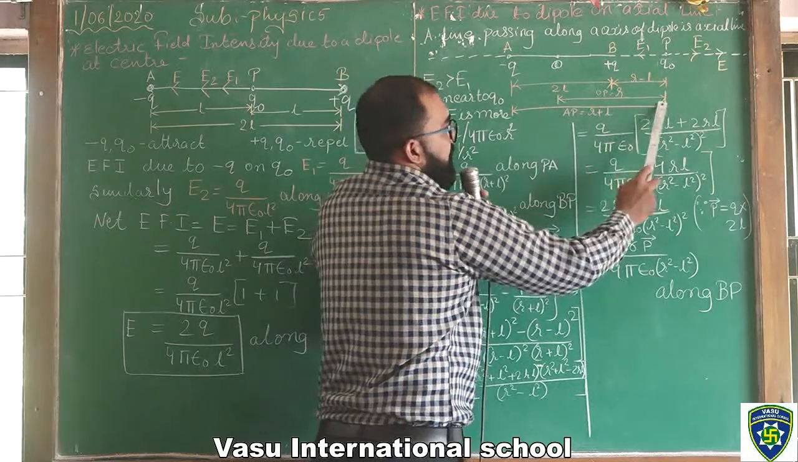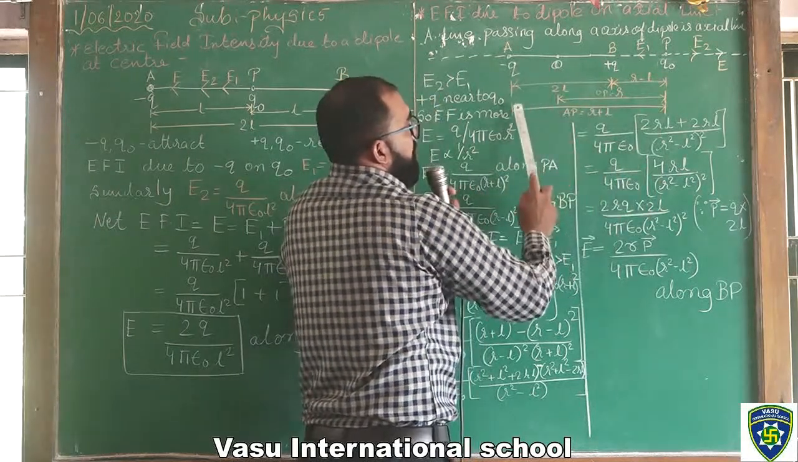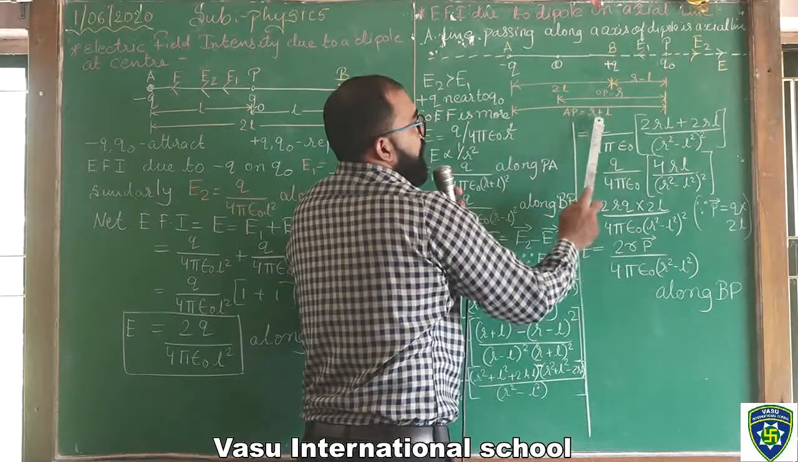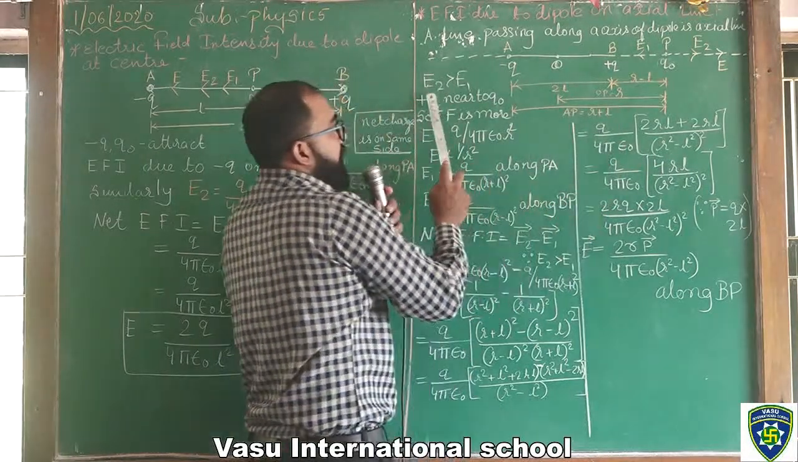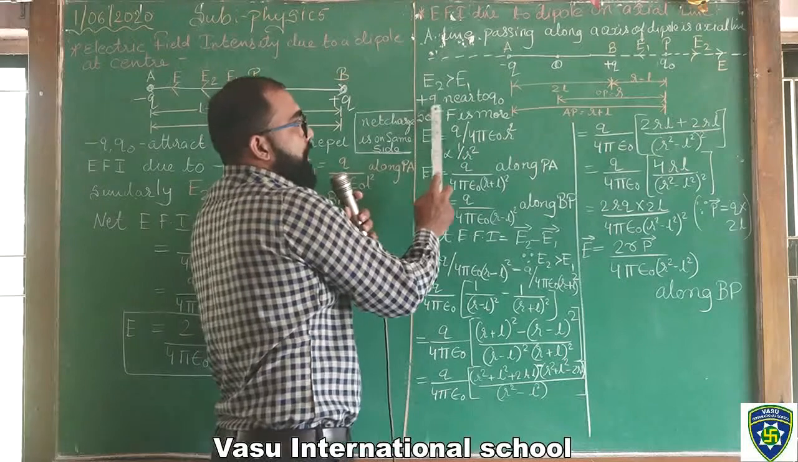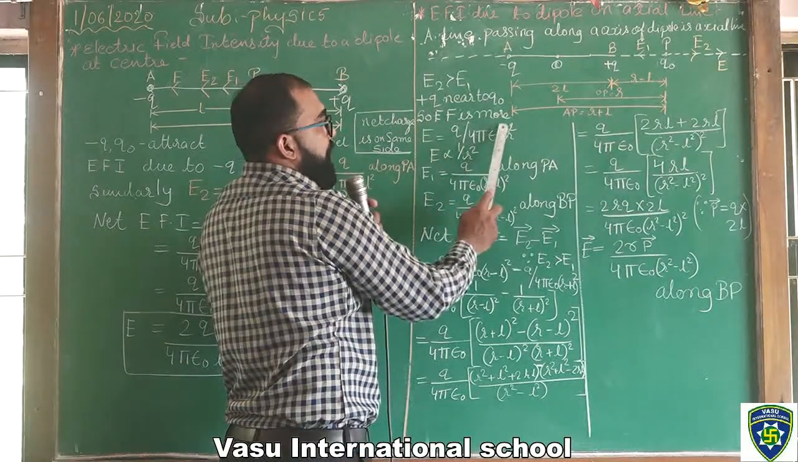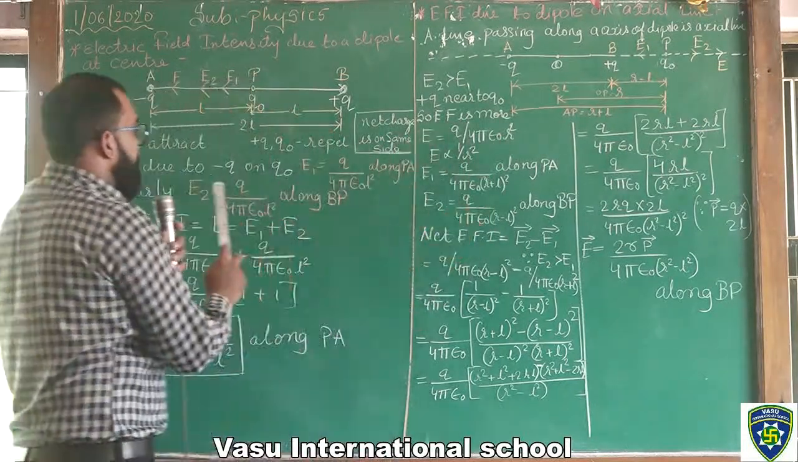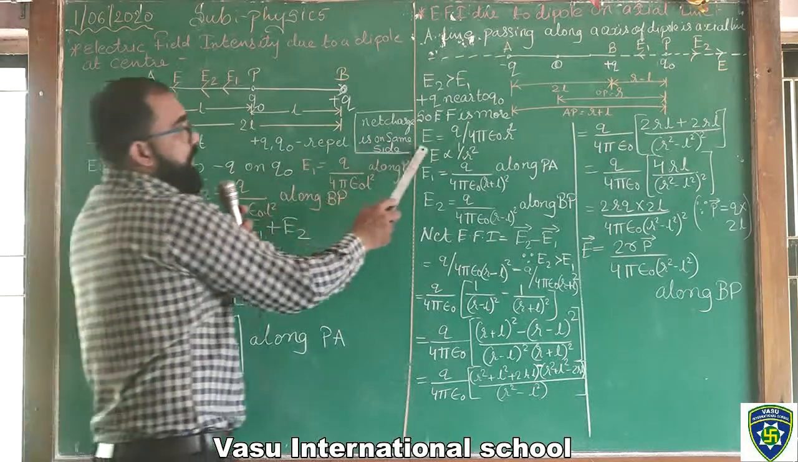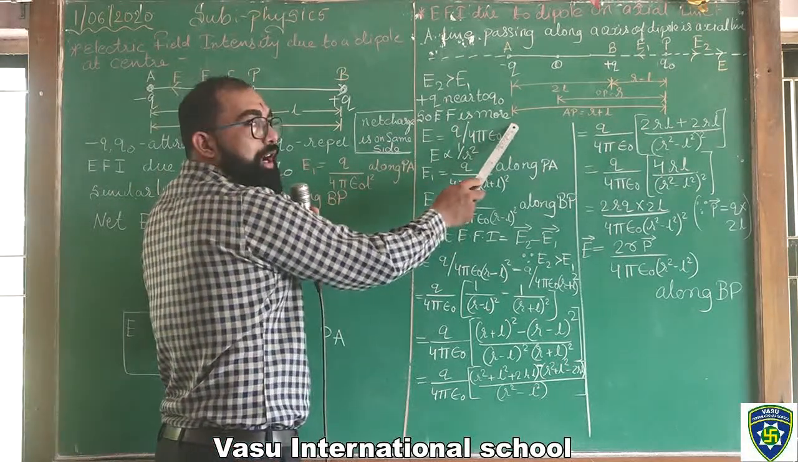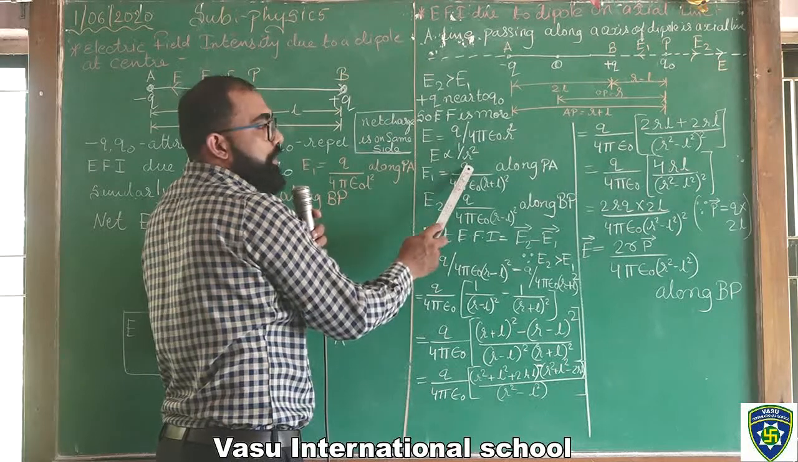Now this distance is R plus L. So it is A to P, that is equal to R plus L. Here I am saying that E2 is greater than E1. So plus Q is near to the Q0, so the electric field is more. The same equation will be here. E is equal to Q upon 4 pi epsilon 0 R square. E is proportional to 1 upon R square.